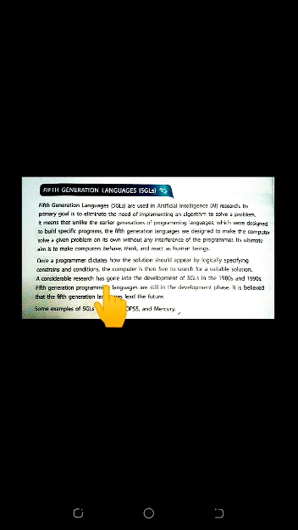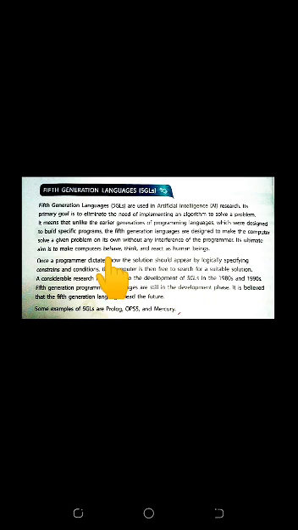A considerable amount of research has gone into the development of fifth generation languages in the 1980s and 1990s. Fifth generation programming languages are still in the development phase. It is believed that fifth generation languages lead the future. Some examples of fifth generation languages are Prolog, OPS5 and Mercury. These are examples of fifth generation languages.